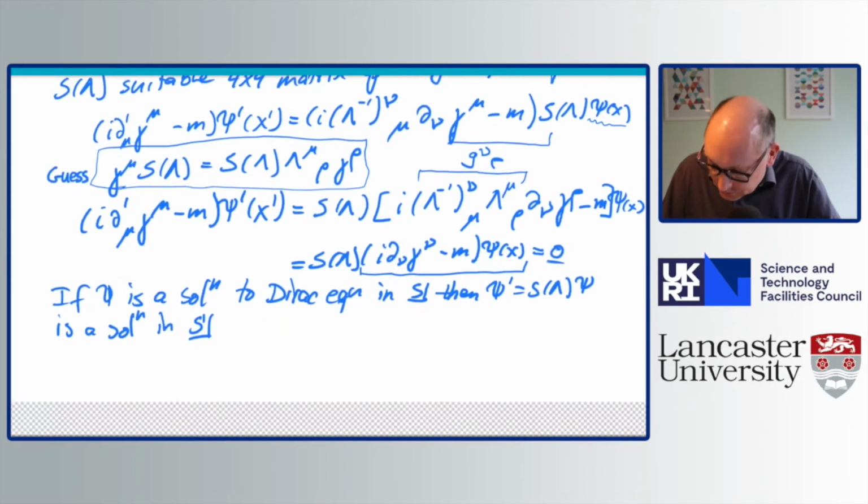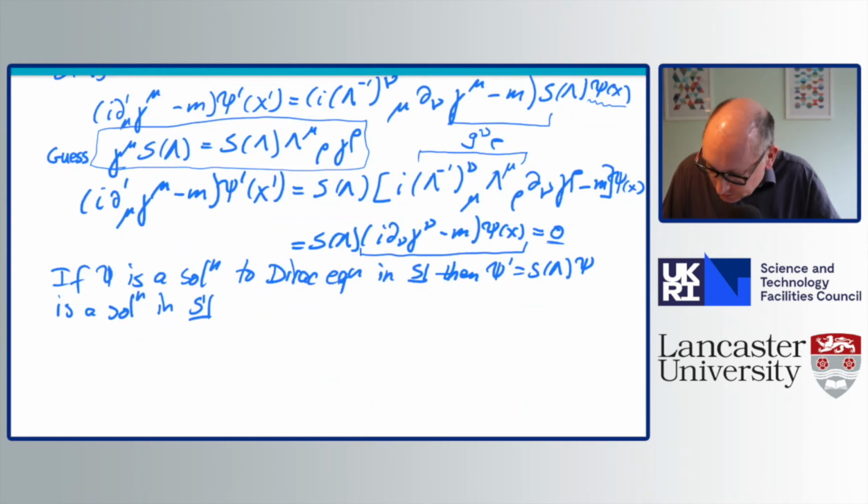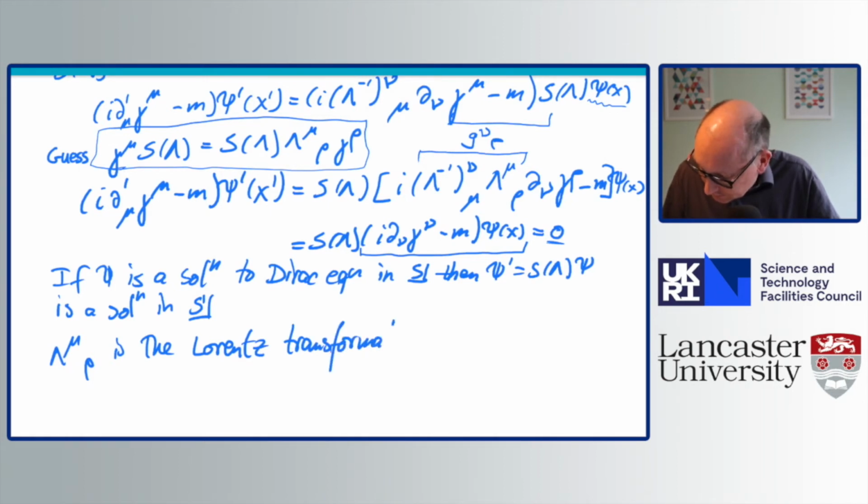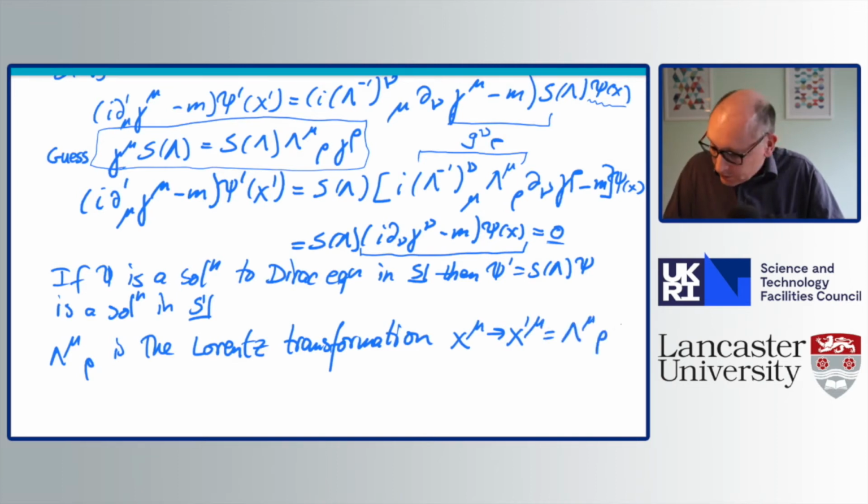I should say, of course, that lambda mu rho is the Lorentz transformation that takes x mu into x prime mu, which is lambda mu rho x rho, under Lorentz transformation. Good.